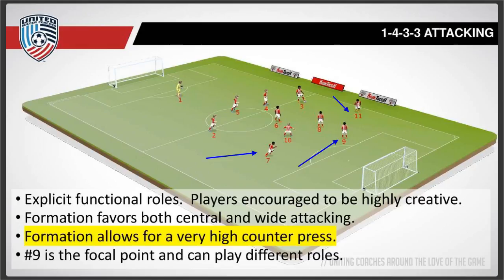So the idea of this counter press is the notion that we've been attacking with good numbers, certainly 3 engaged strikers, and then what could be happening behind us with 8 and 10 and possibly our fullbacks. But should we lose it, can we immediately get back onto the offensive by pressing high again with 7, 9, and 11? So I would consider this almost an attacking feature of the 1-4-3-3, this ability for a very high counter press.